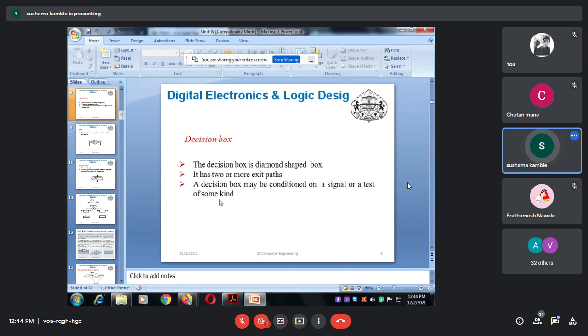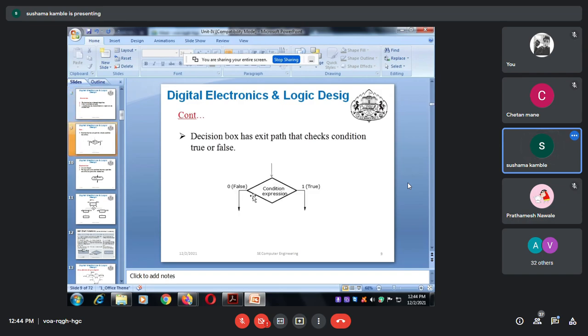and decision box may be conditioned on a single test of some kind. Okay. See, this we are showing as a decision box. Inside the decision box, there should be a condition or expression, and the result of this can be 0 or 1. That is, false or true. Okay, we are indicating like this.